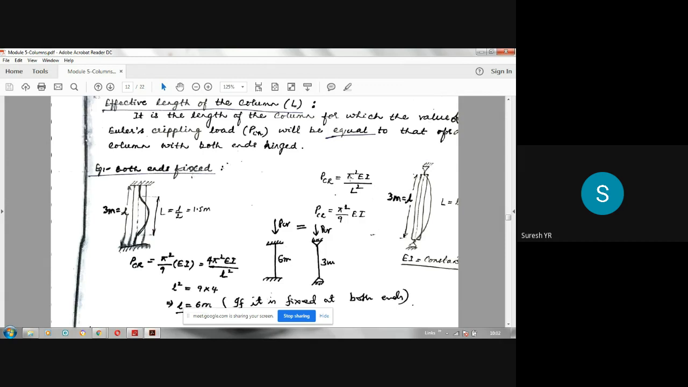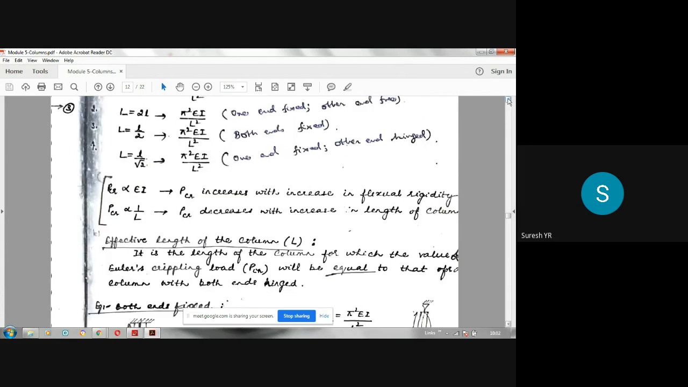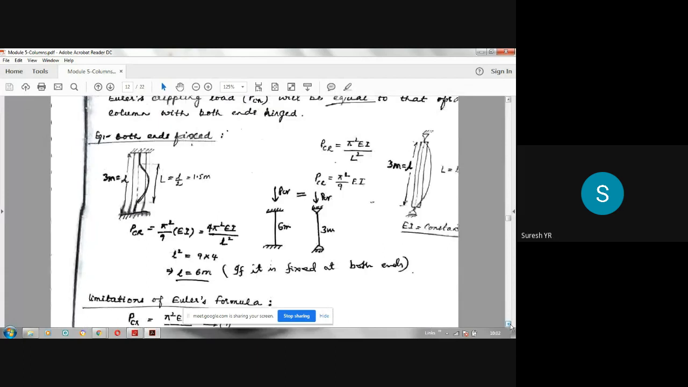Suppose one end is fixed and the other end is free, then what happens? Capital L will be equal to, what is the value? See here, 2L. So 2L means 2 times 3, 6 meters we have to take. So in the formula for finding the Euler's load, we have to take capital L as 6 meters.